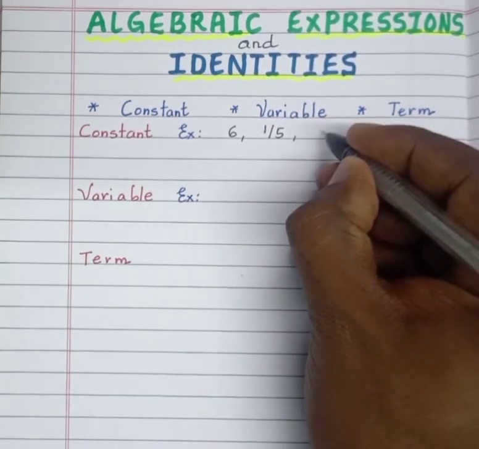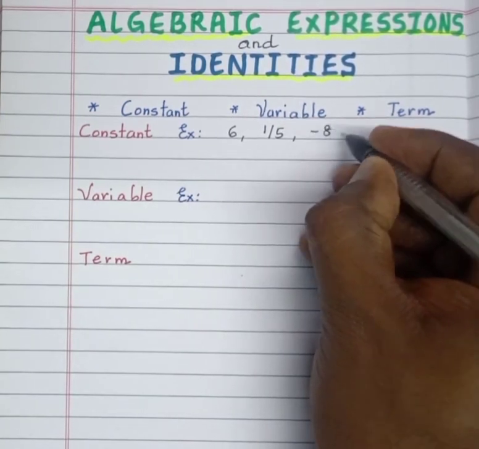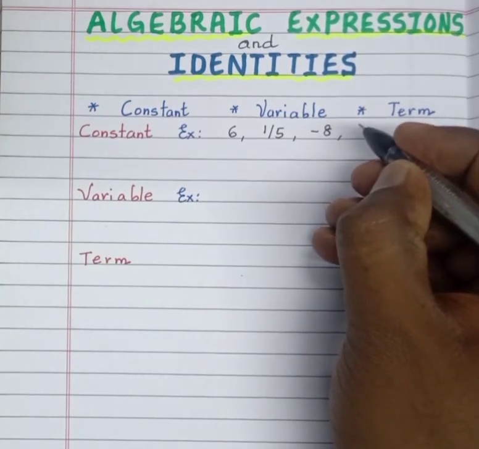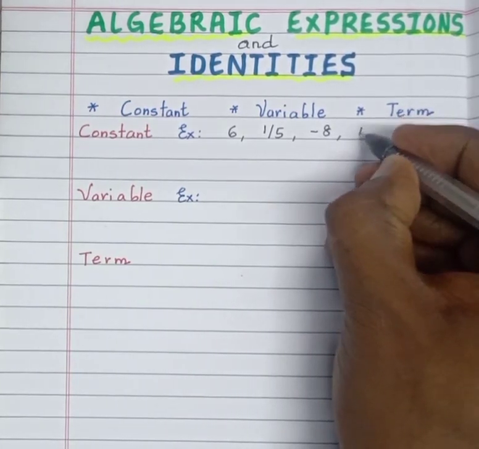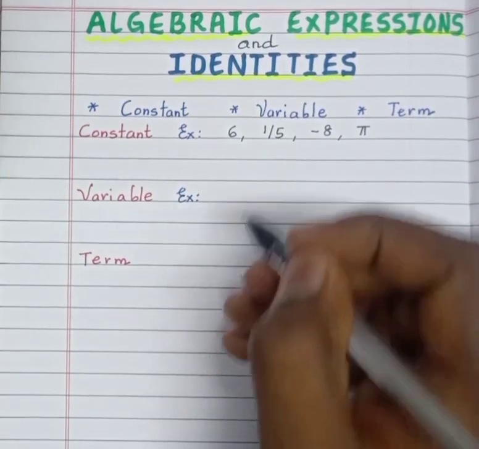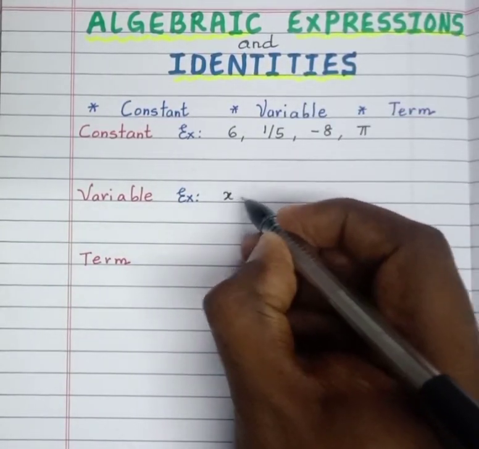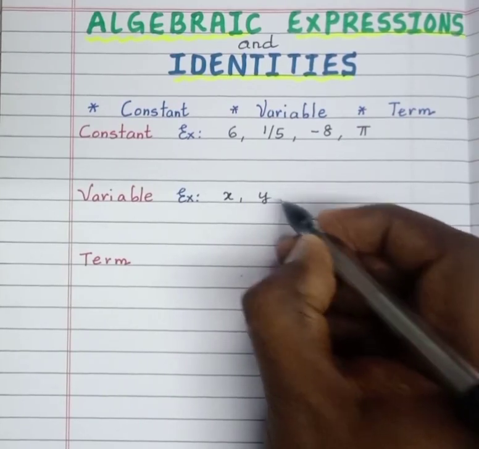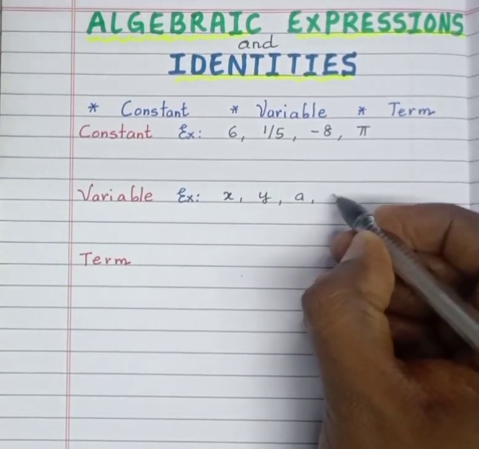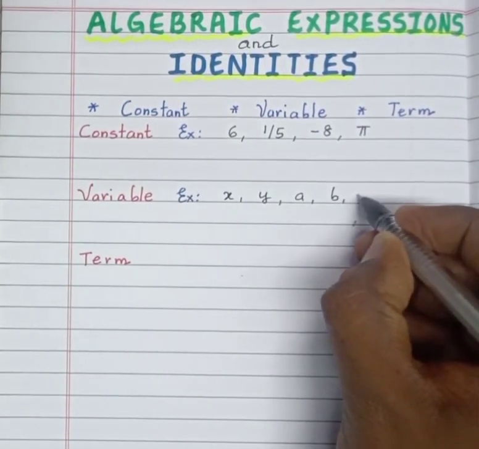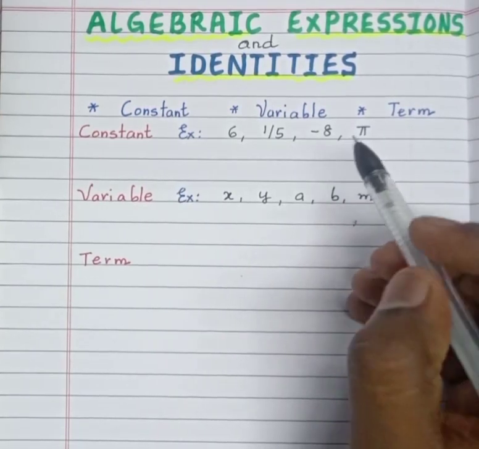1 by 5, minus 8 and pi. Now I'll write the examples for variable: x, y, a, b, m.